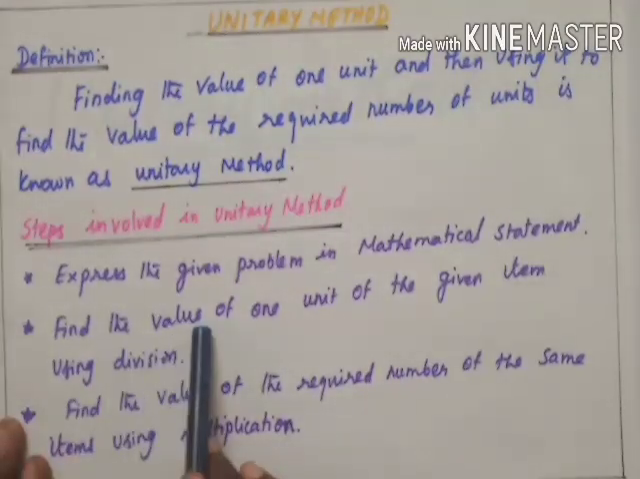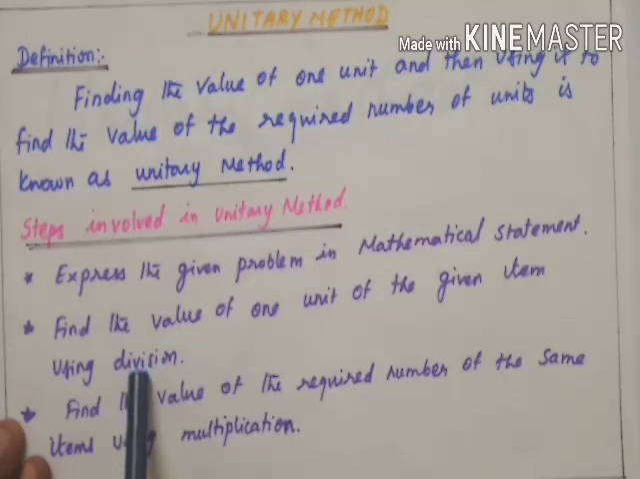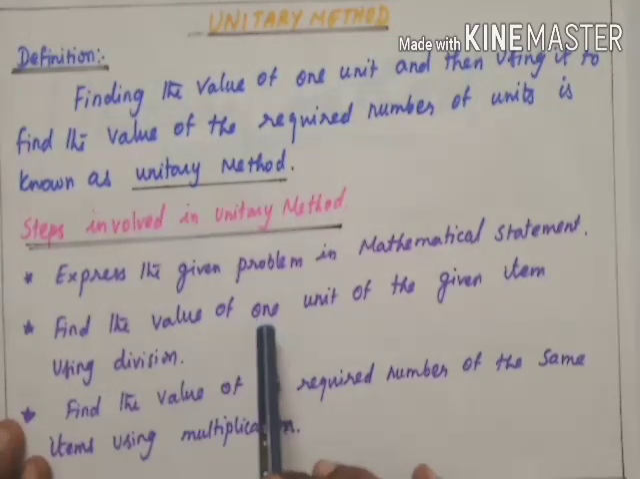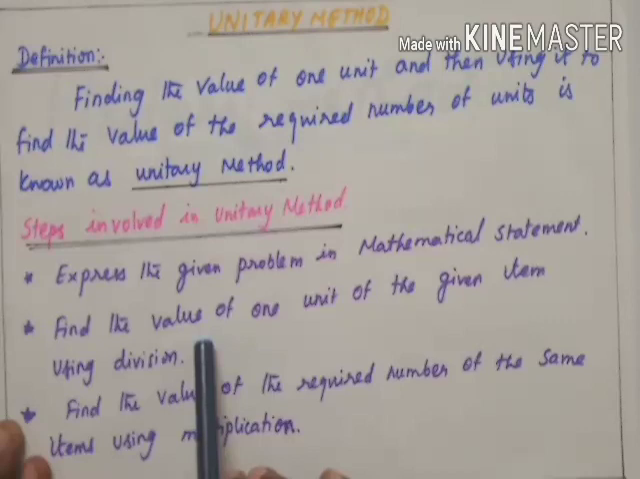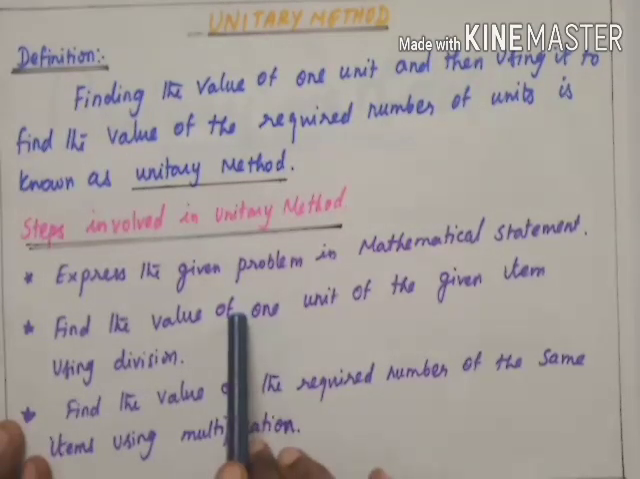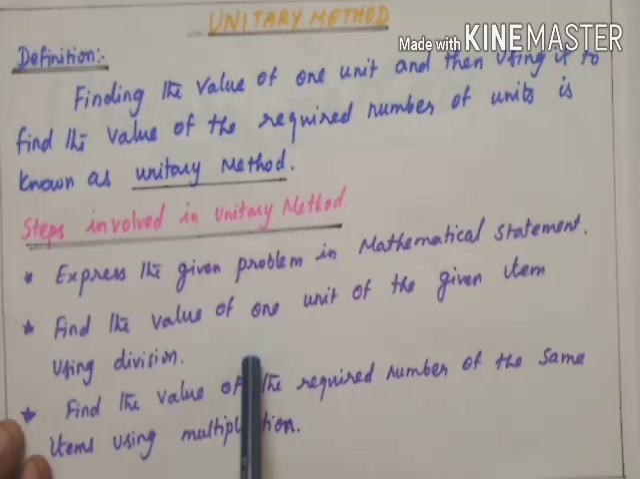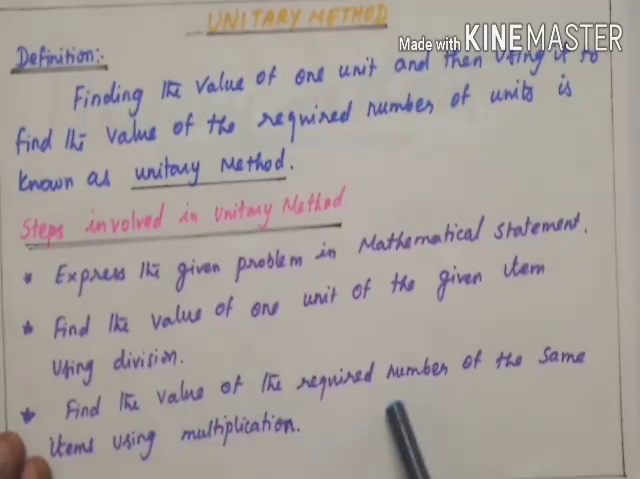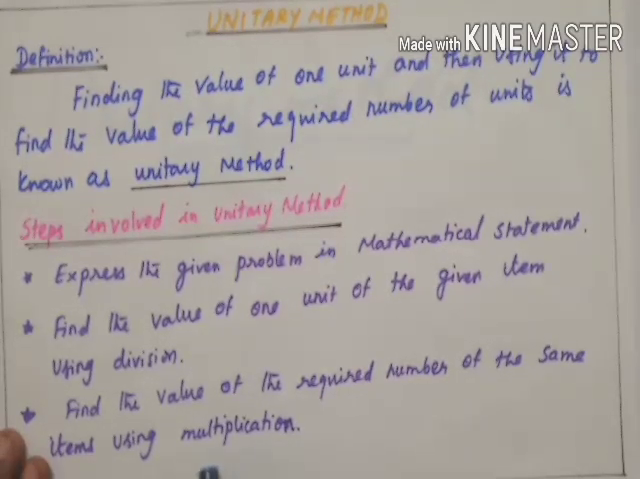How did we find the cost of 1 from the cost of 10? Normally we divide the total by the number of apples. That is, the cost of 10 apples is 100 rupees. How to find the cost of 1 apple? Total cost divided by number of apples: 100 divided by 10. Then find the value of the required number of the same item using multiplication. Suppose we have to find the cost of 5 apples. The cost of 1 apple is 10. 10 into 5 is 50. That is the multiplication process.